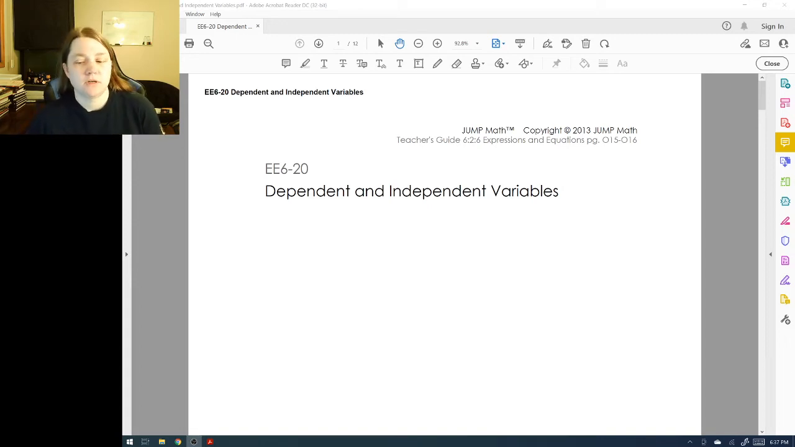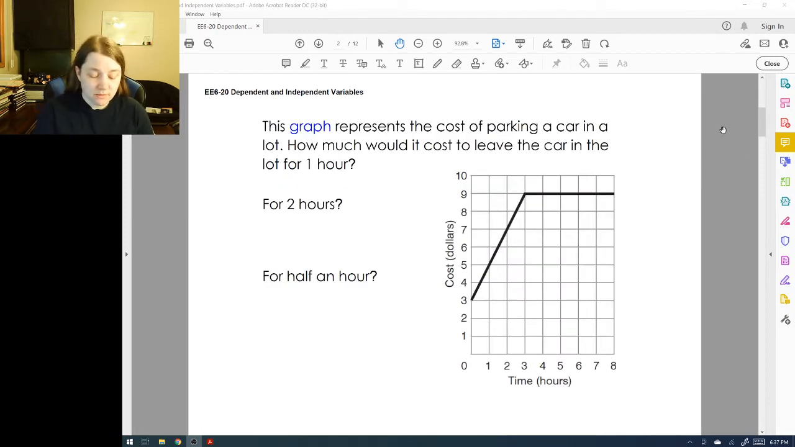This video is going to talk about dependent and independent variables. So we have a graph here that represents the cost of parking a car in a car lot. Taking a look at this graph, how much would it cost to leave the car in the lot for 1 hour? Well, if I look at the number of hours down here and I trace it up, I can see that it's going to cost $5.